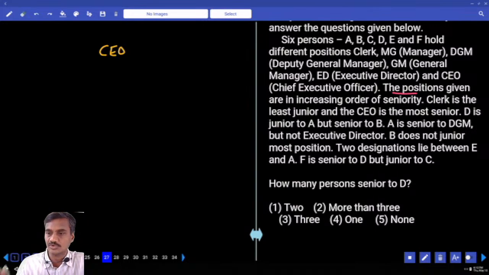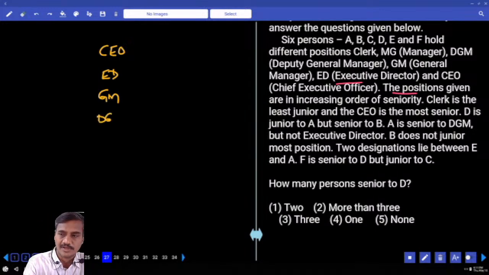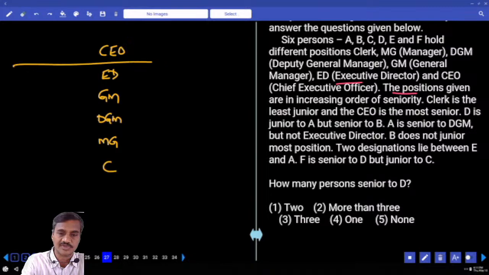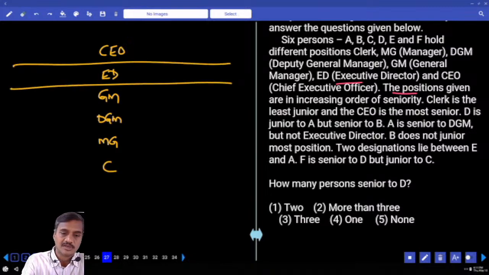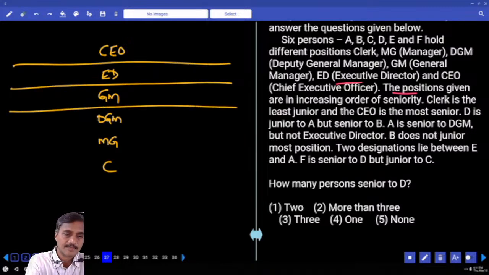And next to CEO, who is that person here? An executive director, ED. And next to ED, GM, general manager. And next to general manager, deputy general manager, DGM. And next to deputy general manager, manager. And this is clerk. Now these are the 6 persons we have, according to their hierarchical position.